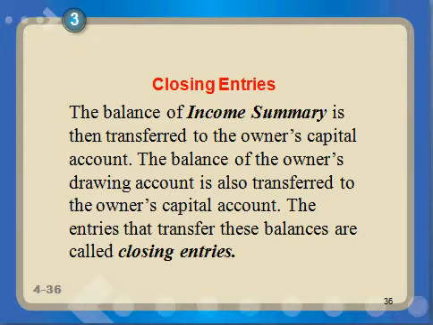The balance of the income summary will be either our net gain or net loss for the period, and we transfer that to the owner's capital account, and then we take the balance of the owner's drawing account and also transfer it to the owner's capital account. And there's basically four entries, and those entries are called our closing entries.